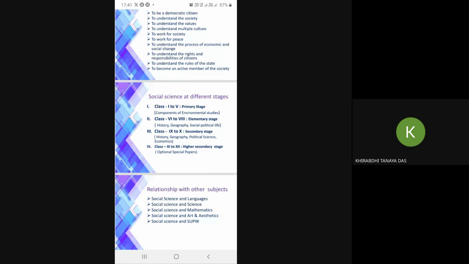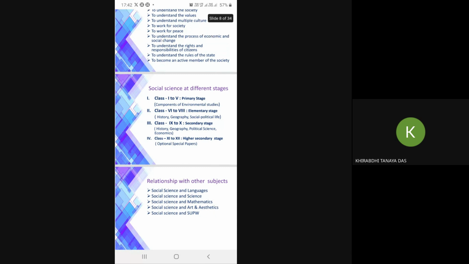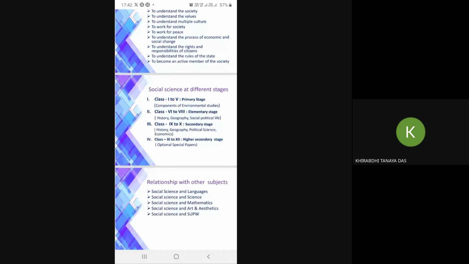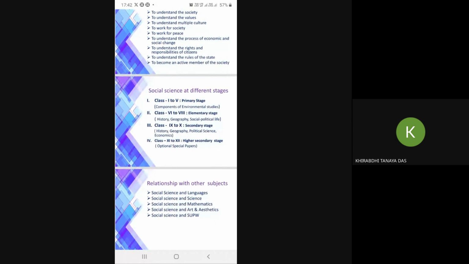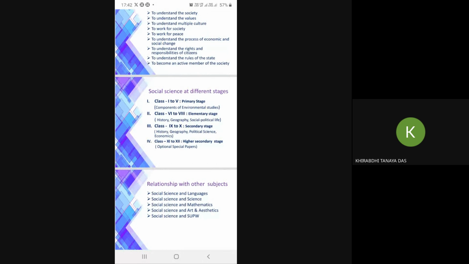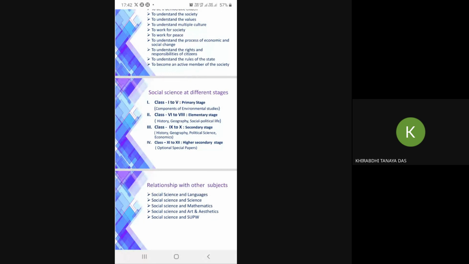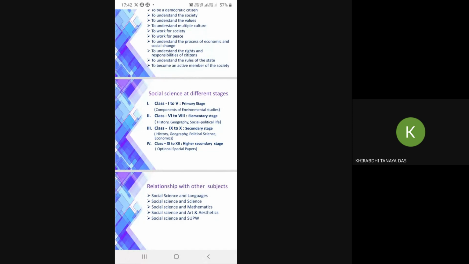So first of all, without understanding a particular language, we cannot communicate regarding any other subjects. So language is related to all the subjects, so it is also related to social science. Like social science and science are also related. As we know, social science is the science of society, and science is the pure science. So science and social science are also related to each other.